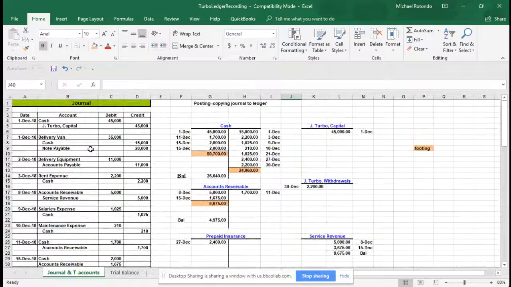So that's journalizing and posting. We did the journalizing in the previous session. Now we've posted to the ledger. Our next step is to do the trial balance. The trial balance will give us a summary of all of our accounts and balances and verify that debits and credits are equal. So we'll do that in our next session.